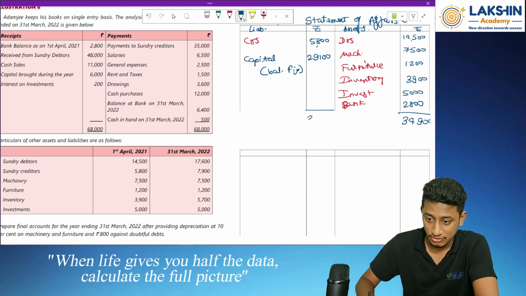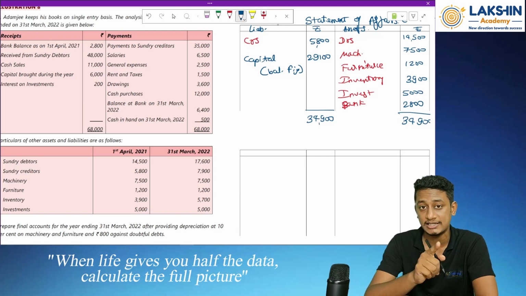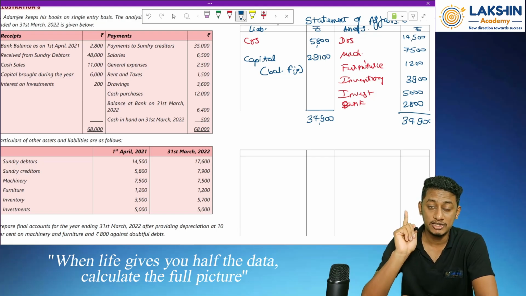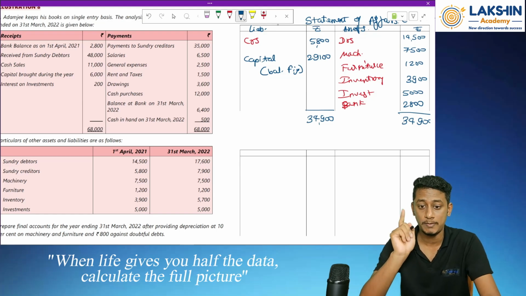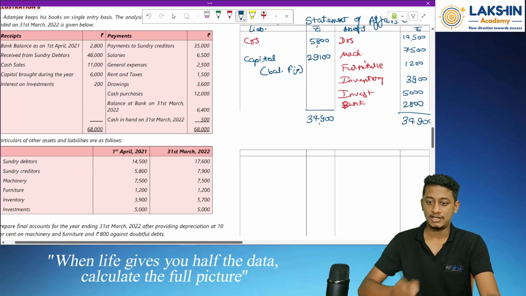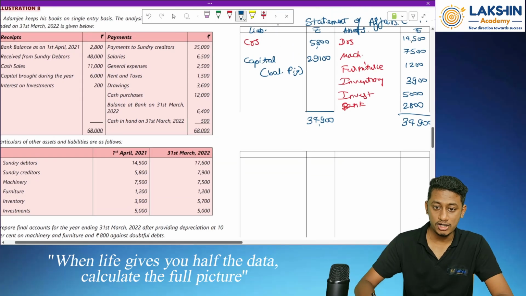So both the sides should tally. Both the sides of this statement of affairs should tally, because this will be exactly equal to my balance sheet. So in the balance sheet also, my liability side and my asset side will both be equal. So this is how we prepare your statement of affairs. Then going ahead, what is the next thing that we need? We have got our capital balance now.